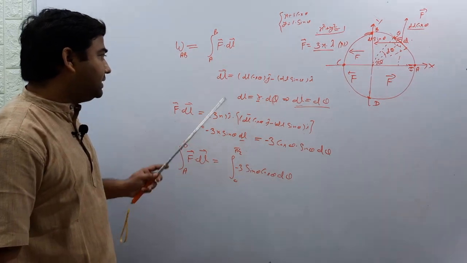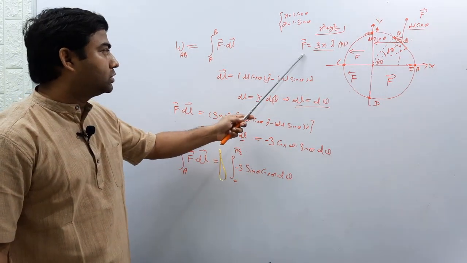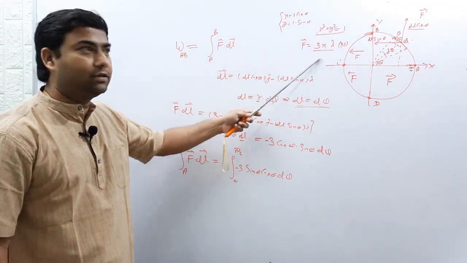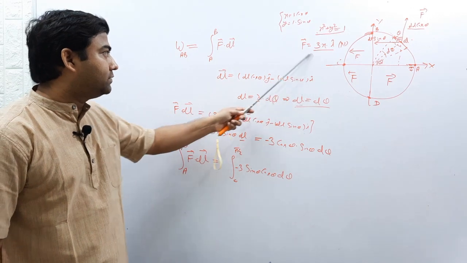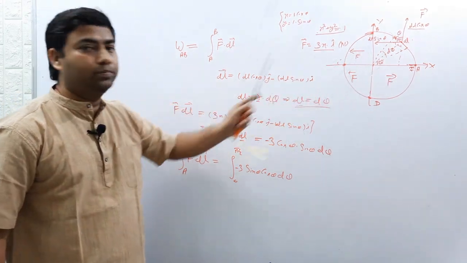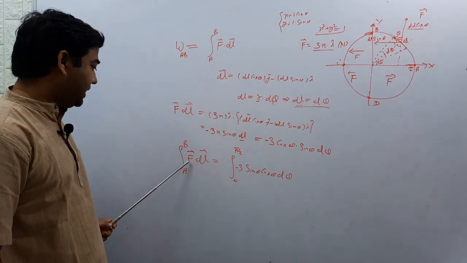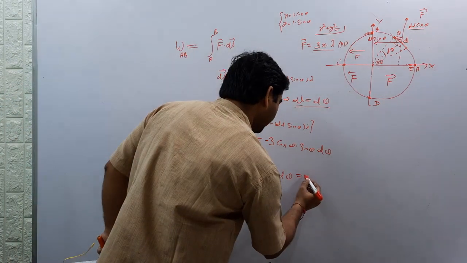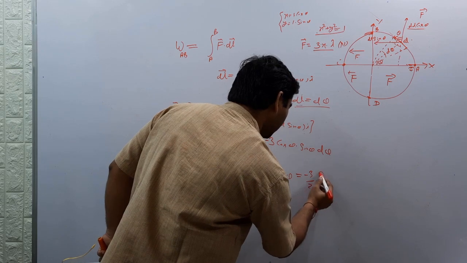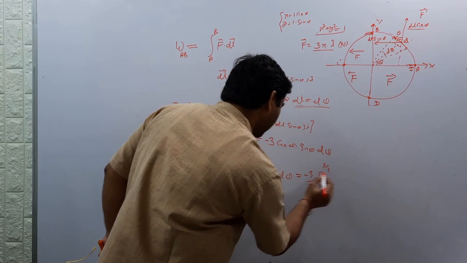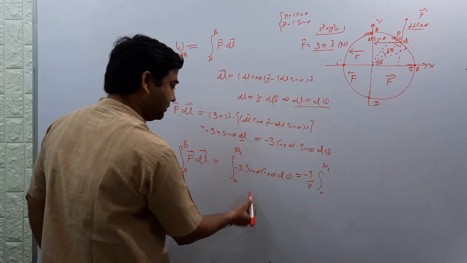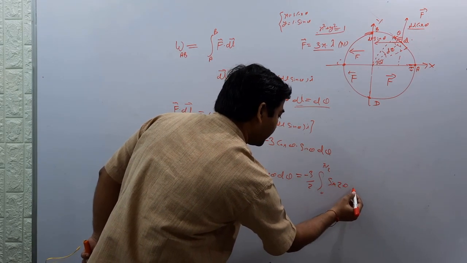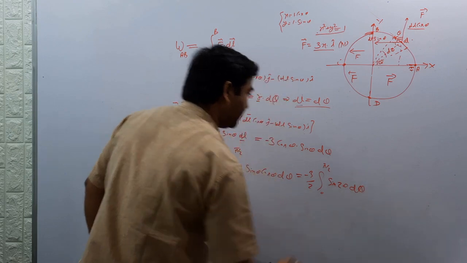So this is the line integration of this force vector field. Force is nothing but a vector field. Line integration of this vector field along a to b will be minus 3 by 2 integration from 0 to pi by 2. Minus 3 we have taken out, and 1 by 2 we divide, so it will be sin 2 theta d theta.